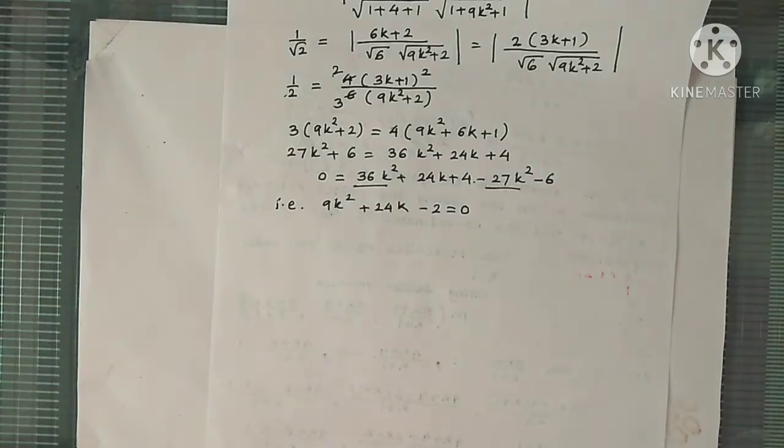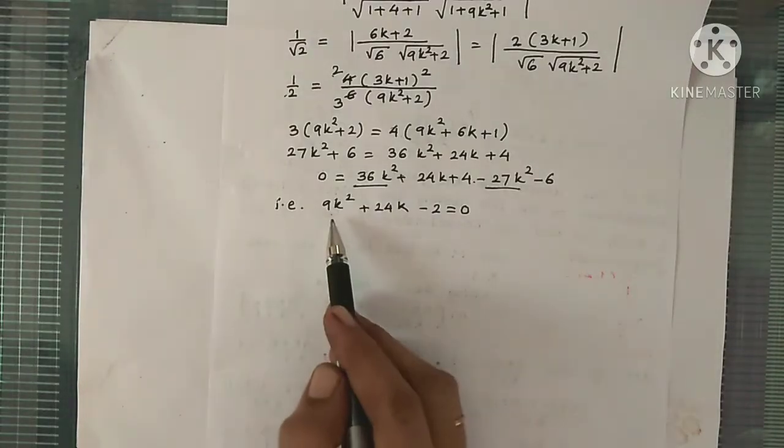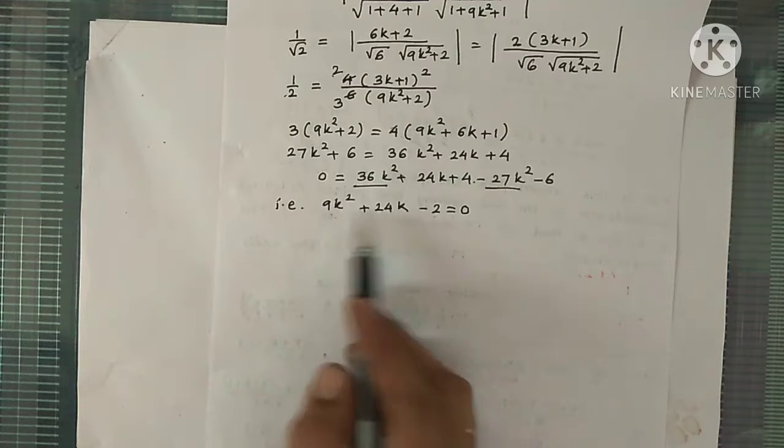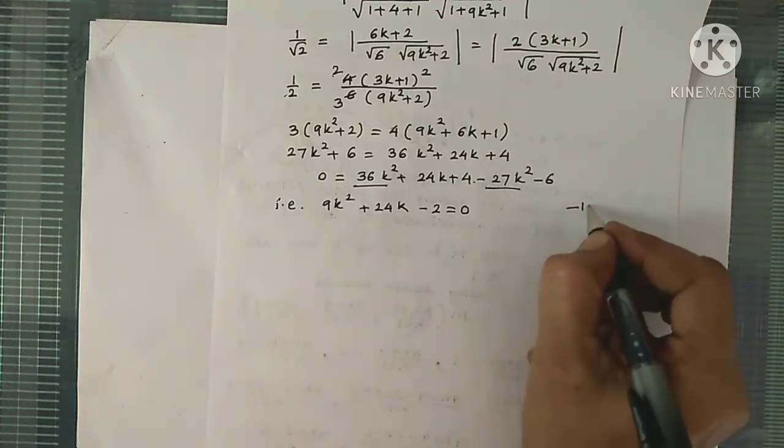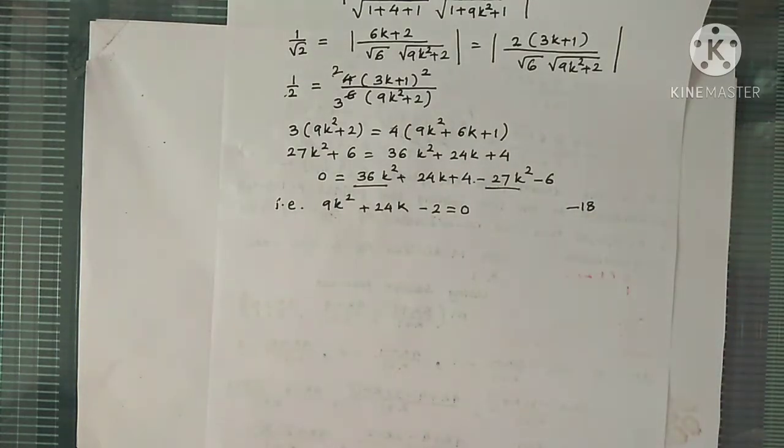To solve this quadratic equation, let's multiply the coefficient of k square and the constant, so we get minus 18. We want two numbers such that their product is minus 18 and sum is 24. The maximum of it is 18, so 18 into 1. That is the maximum of the factors, but we don't get 24 there.